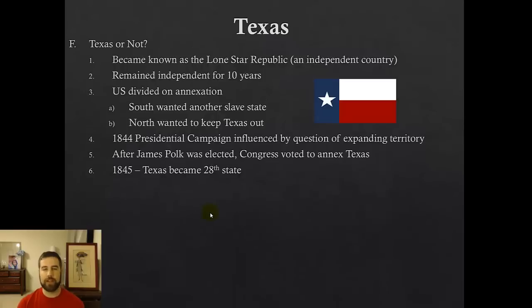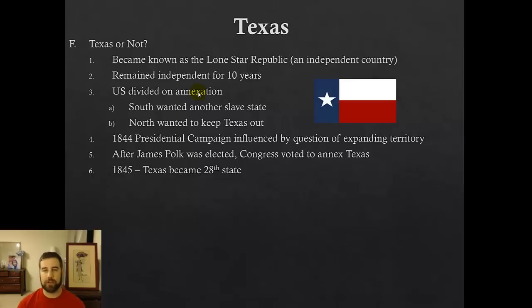So Texas is going to become known as the Lone Star Republic, so it's their own separate country. This is the state flag of Texas today, and this was the flag of the Lone Star Republic, so you've got the one star there on the flag. It's going to remain independent for 10 years. A lot of the Texans were hoping that they would be brought into the United States. That's called annexation, or being annexed in, so just becoming a part of a family, joining the United States as a family. But the United States is not so eager to allow Texas.